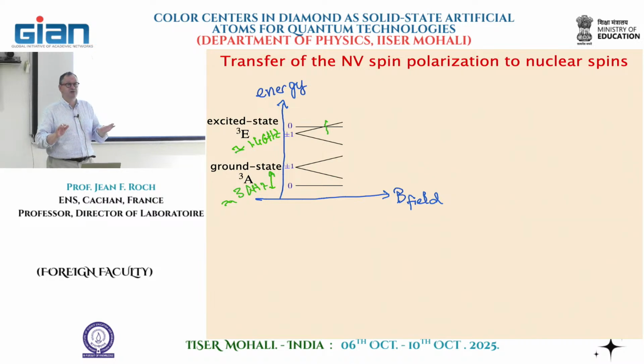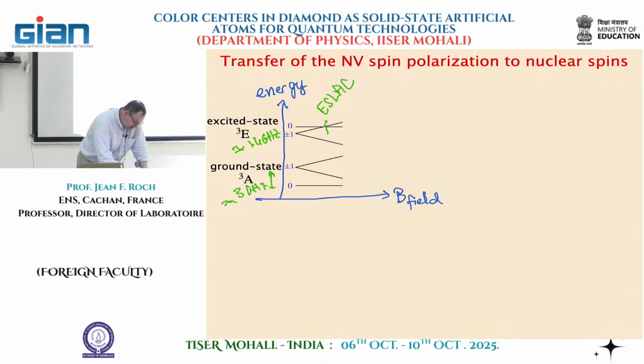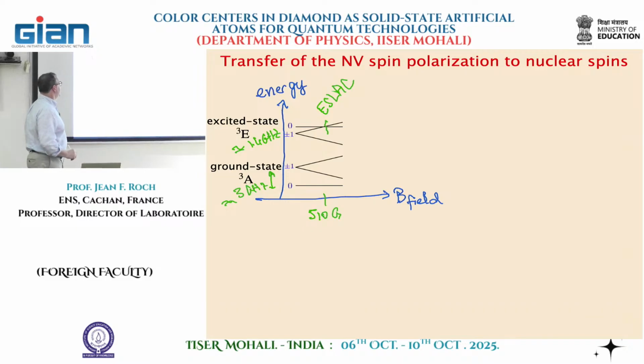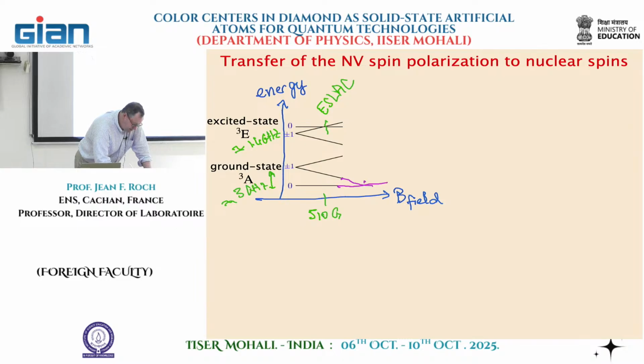If these states are not coupled, it's not a problem. They still live independently, and it's not a problem that the energies coincide. This we'll call the ESLAC, and it occurs for a magnetic field of about 510 Gauss. I would have the same effect for the ground state, the GSLAC, and this occurs at 140 Gauss.